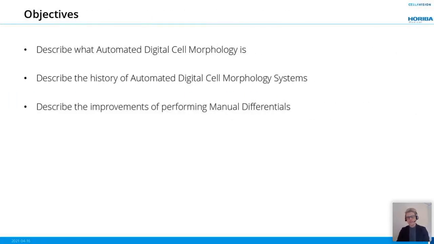The objectives for today's session are to try and describe what an automated digital cell morphology system is. What is it and what is the system? I also want to describe the history behind the automated digital cell morphology system. Where do they come from? Where are we today? But also, I would like to try and describe the improvements that have been made in performing manual differentials with the help of digital cell morphology systems.